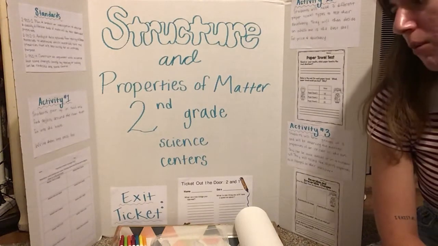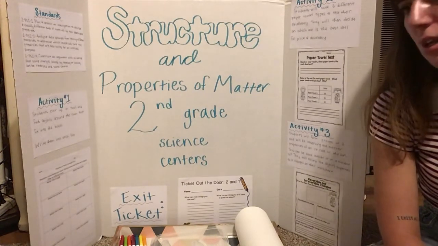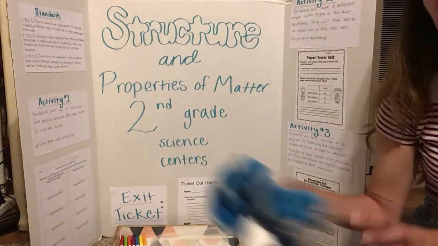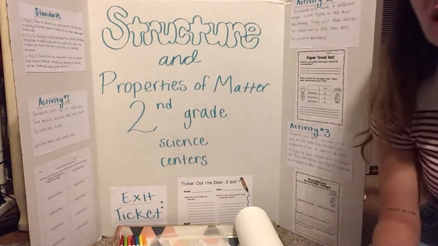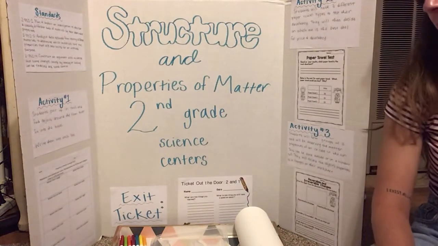So if it was fuzzy, maybe they would find a stuffy, or if it was pointy, maybe they would find a pencil, stuff like that.